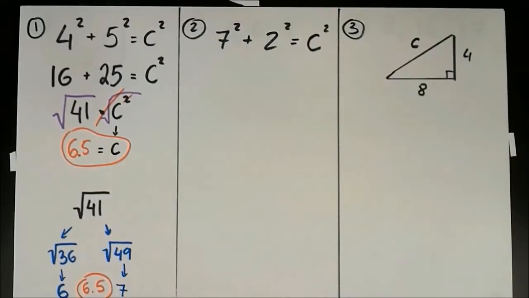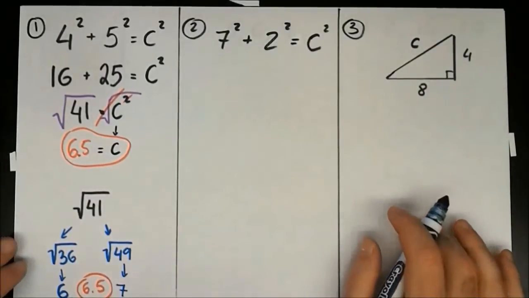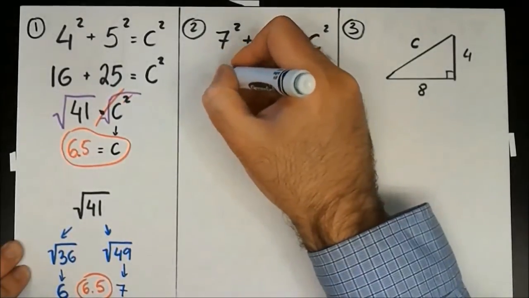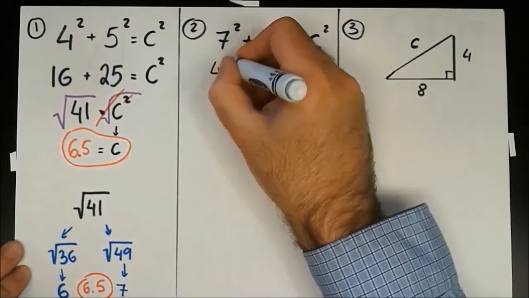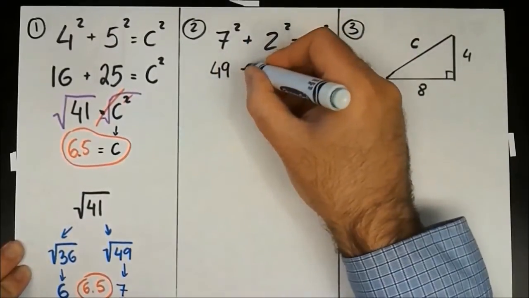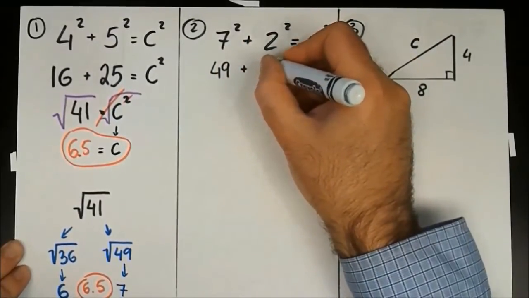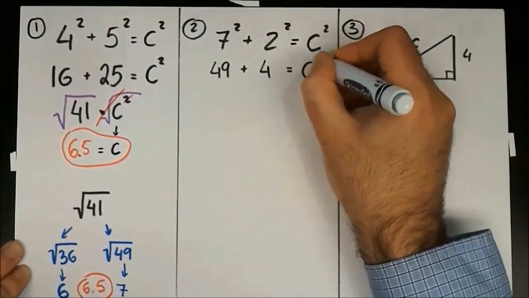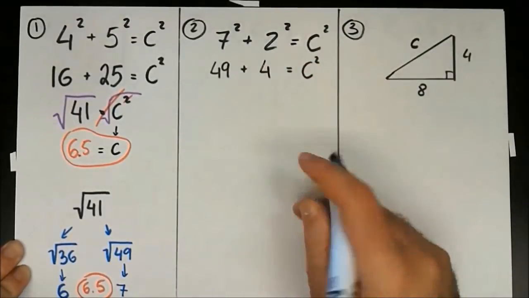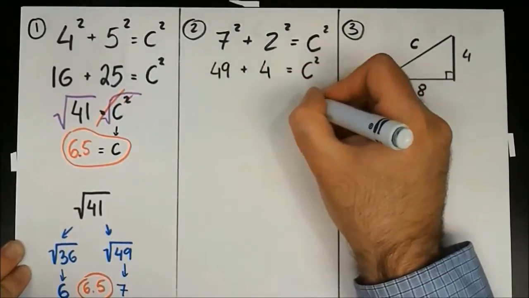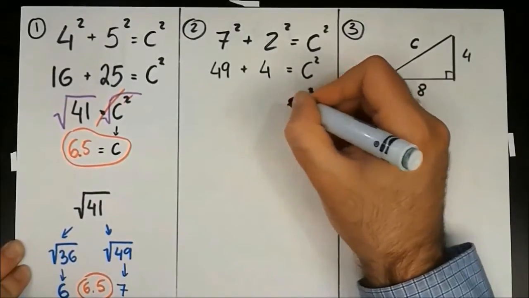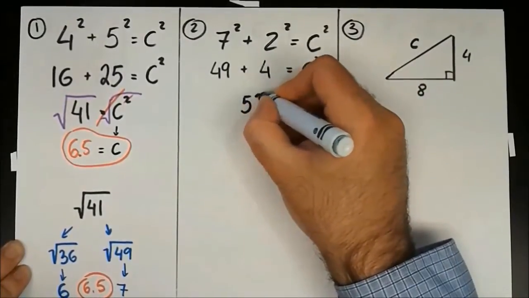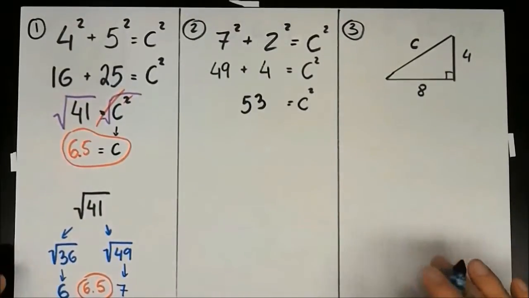Alright, number 2 works out in a very similar fashion to number 1. Can someone tell me what's 7 to the second power? 7 times 7 is indeed 49. What about 2 to the second power? 4. 2 times 2. All of that has to equal c squared. The sum of these, what's 49 plus 4? 53. Is 53 a perfect square?